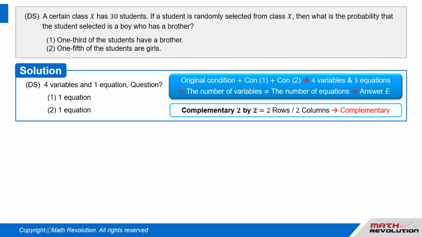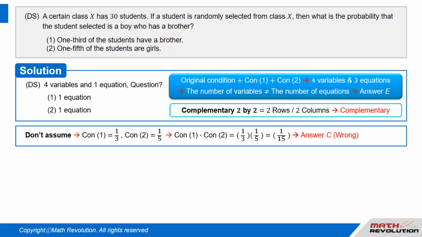Complementary 2 by 2. This type of table has sets that are complementary to each other. They are frequently included on the GMAT. The 2 columns and the 2 rows are complementary to each other. Look, here is another 2 by 2 question. We saw this earlier, remember? This type of question often appears in the exam.